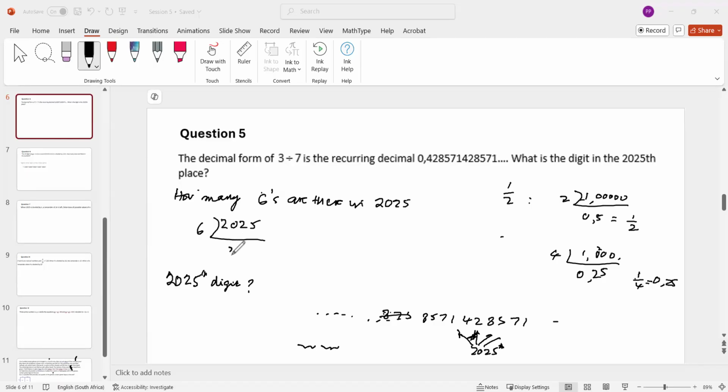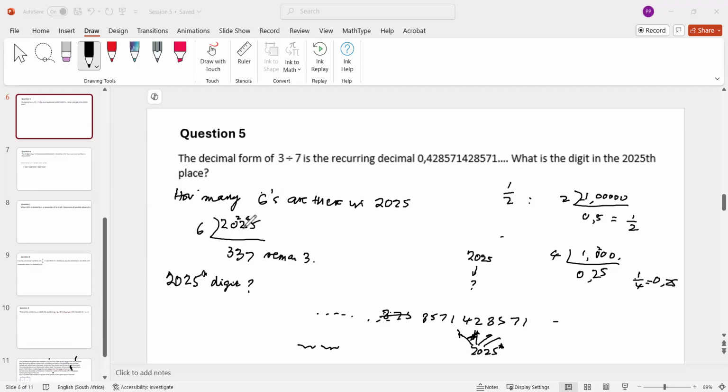6 goes into 20 3 times. 3 6s are 18. Remainder 2. 6 goes into 22 again 3 times. 3 6s are 18. Remainder 4. And 6 goes into 45 7 times. Remainder 3. So it means that when you come to the 2025th position, we don't know what this is, but the remainder is 3.